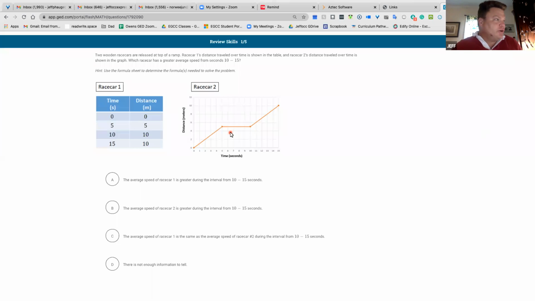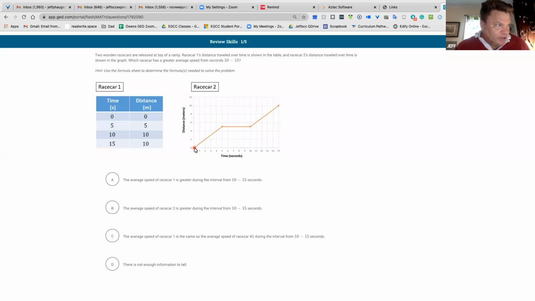So it's 2 wooden race cars are released at the top of a ramp. So Pinewood Derby, Cub Scout, whatever. Race car 1's distance is shown in the table. So at 0 seconds, it has gone 0 meters. Then in 5 seconds, it goes 5 meters. In 10 seconds, it has gone 10 meters. And at 15 seconds, it's still at 10 meters, so it stopped. So this is total number of meters. So that's that. Race car 2 is in the graph.